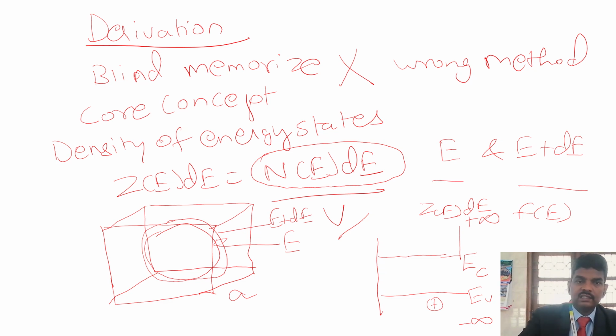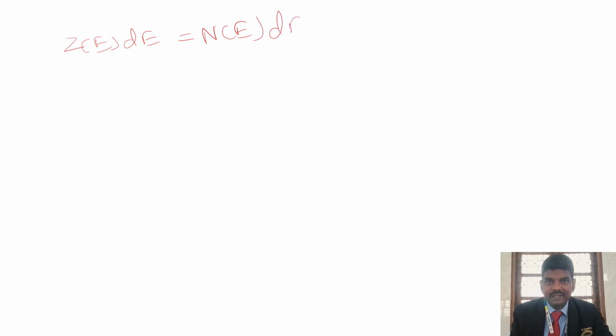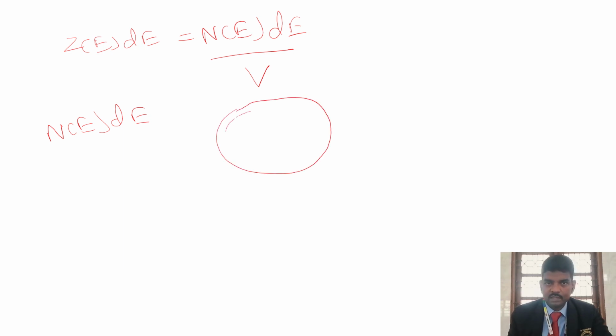And then the second thing required is the process. What are the processes involved? For example, in the determination of density of energy states, what is the first process? g(E)dE is equal to N(E)dE divided by volume. The first step is to determine N(E)dE. To determine N(E)dE, we construct two imaginary spheres.